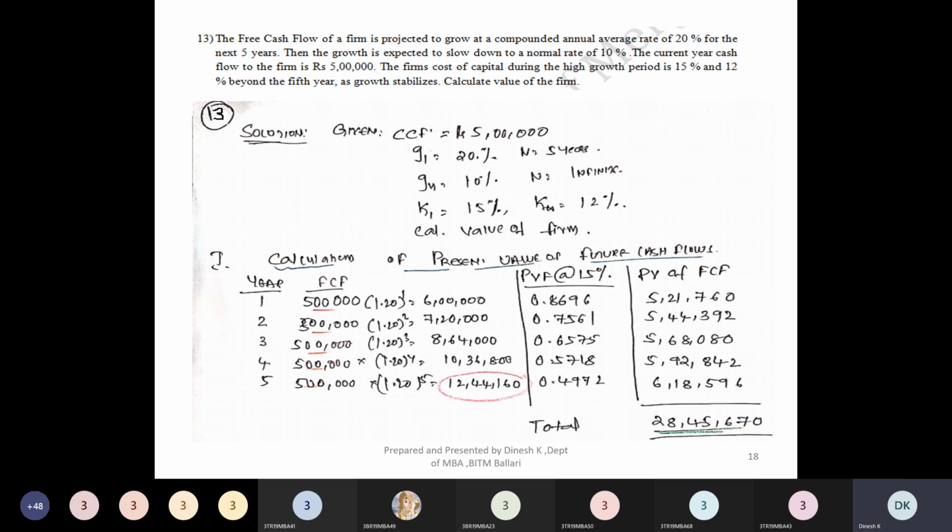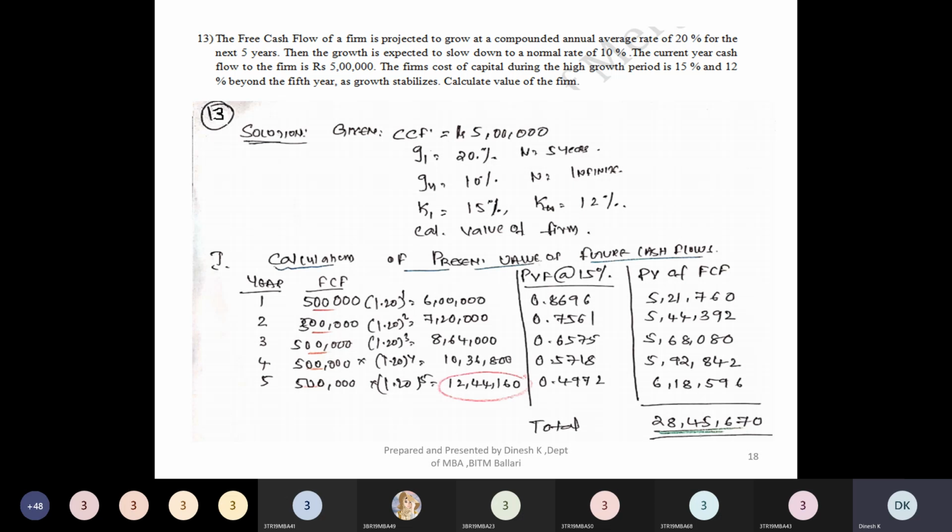So let's proceed to trying to know how exactly we can proceed in terms of calculating the future cash flows, right? So future cash flows presently which has been given as 5 lakhs. Growth rate is 20% for the first 5 years. Then growth rate is going to be 10% for infinite number of years. The cost of capital is 15% for the first 5 years. Then it is going to be 12% forever. Then calculate the value of the firm.